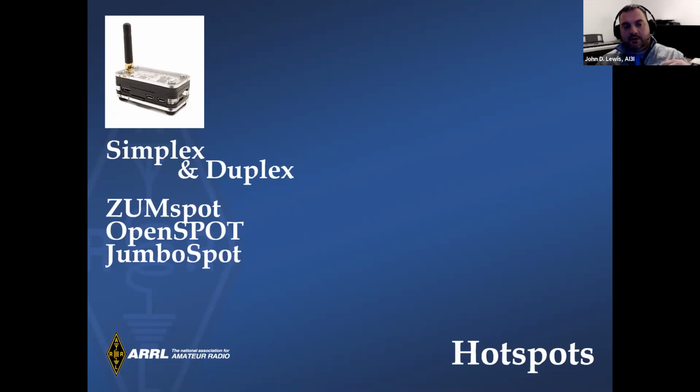And so hotspots, these little guys, they're basically a tiny micro repeater. So if you don't have a D-Star or DMR or Fusion repeater in your neighborhood and you want to get onto digital voice modes, these little guys do the job. This is a microcomputer. It's called a Raspberry Pi. This is a Raspberry Pi Zero W, to be specific.